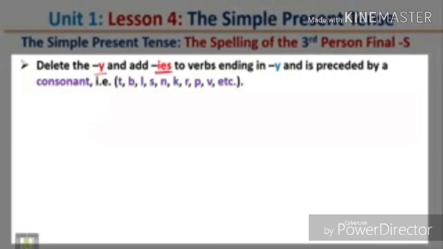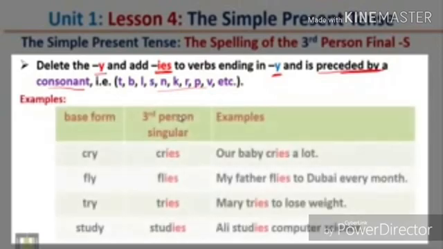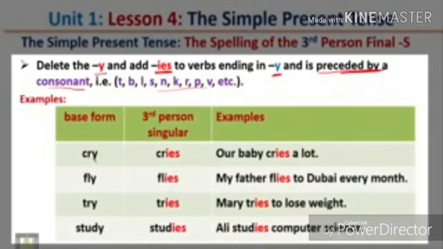Delete the y and add ies to verbs ending in y that is preceded by a consonant, like t, b, l, s, n, k, r, p. These letters are called consonants. Examples: fly. Here y, and before y there is the consonant l. So we delete the y and add ies.